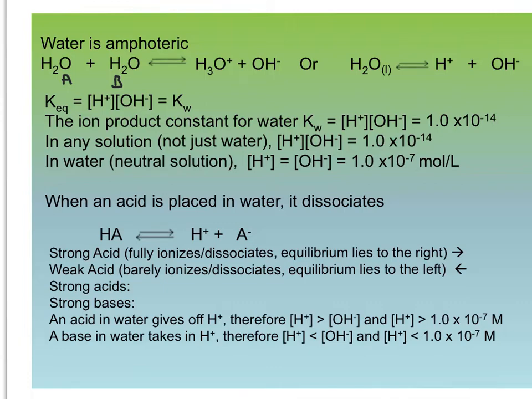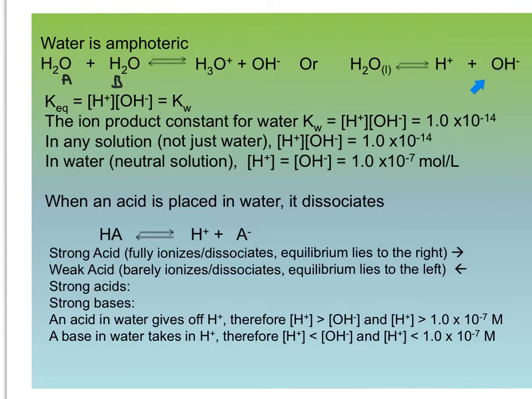If I wanted to write the equilibrium expression for either one of these, H3O plus and H plus mean the same thing. They just mean a proton. H plus in water makes H3O plus. So those, again, mean the same thing. Hydronium ion or hydrogen ion mean the same thing. So let's, just for simplicity, look at this one.